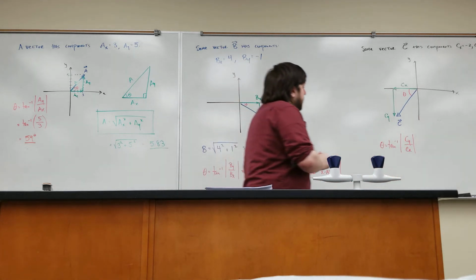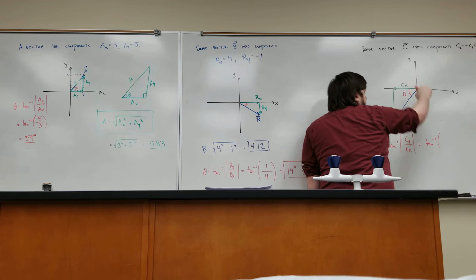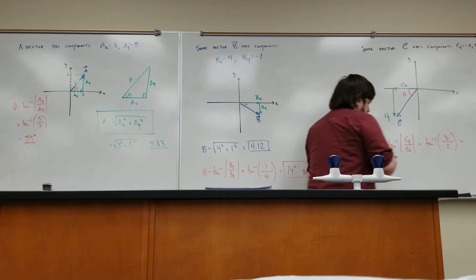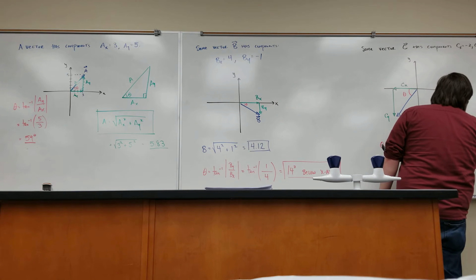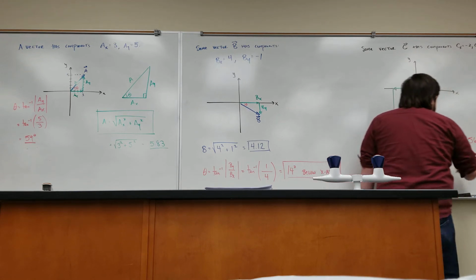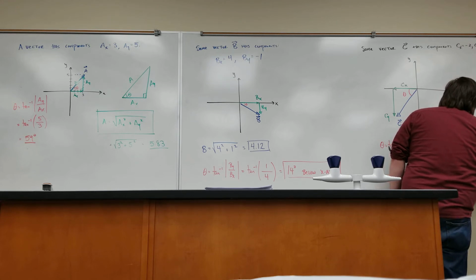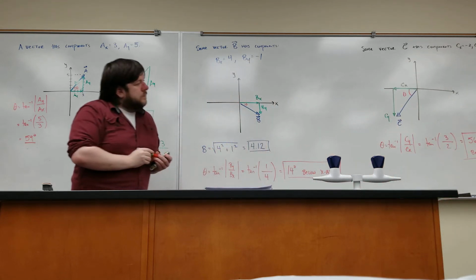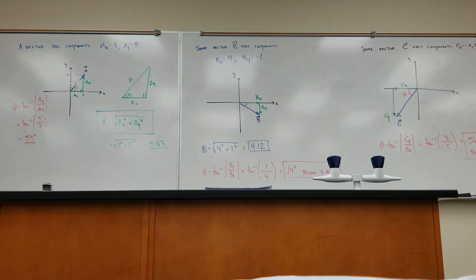Tangent inverse, the absolute value of the y is 3, the absolute value of the x is 2. That gives 56.3. And this one is below the negative x axis. It's a perfectly valid way of describing that angle.